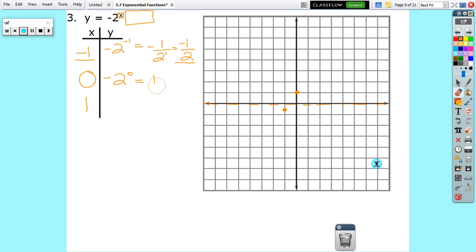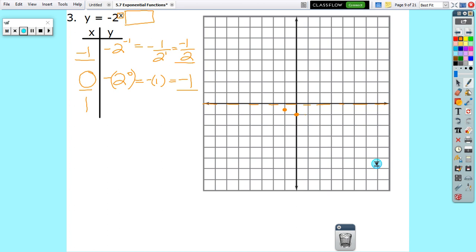So here's the trick to this one. Because there are no parentheses in this, what it's really saying is that you're taking the number to the exponent and then you're taking the opposite of it. So really the first thing you're doing is taking 2 to the 0 power, which is 1, and then the opposite of 1, which gives you -1. So you're going to plot the point 0, -1.